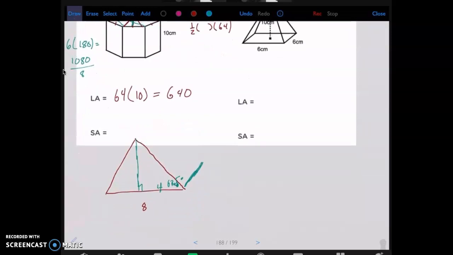So now this is opposite, this is adjacent. I'm going to use tangent of 67.5 equals opposite, I'll call it x, over adjacent, which is 4. Multiply by 4 on both sides. 4 tangent 67.5, 9.657. And that's my apothem.